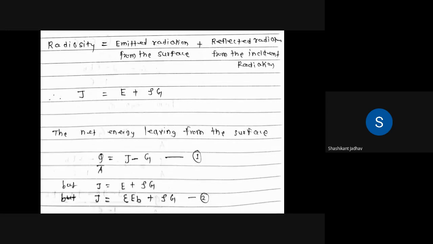Radiosity is nothing but emitted radiation from the surface plus reflected radiation from the incident radiation. So all of you write down: radiosity is equal to emitted radiation from the surface, plus reflected radiation from the incident radiation. All of you write down that statement.